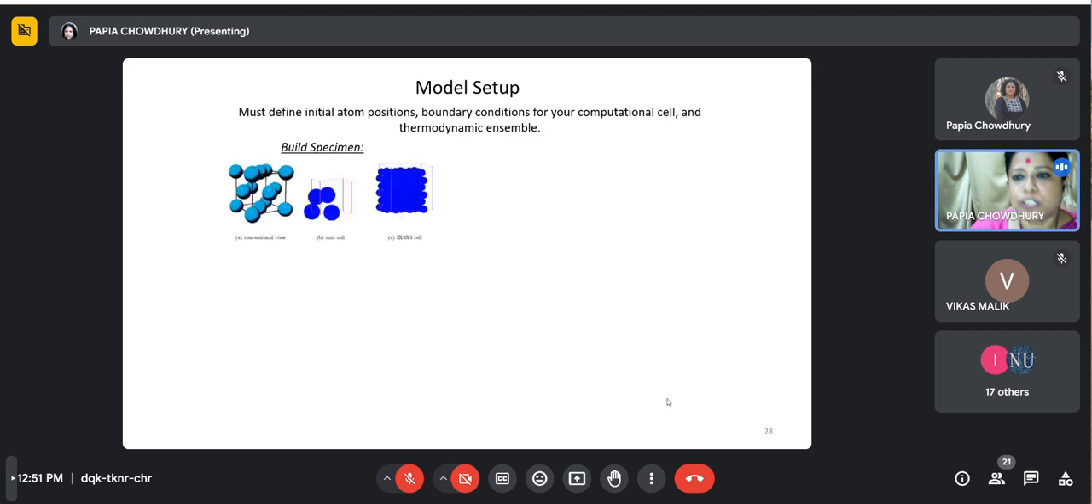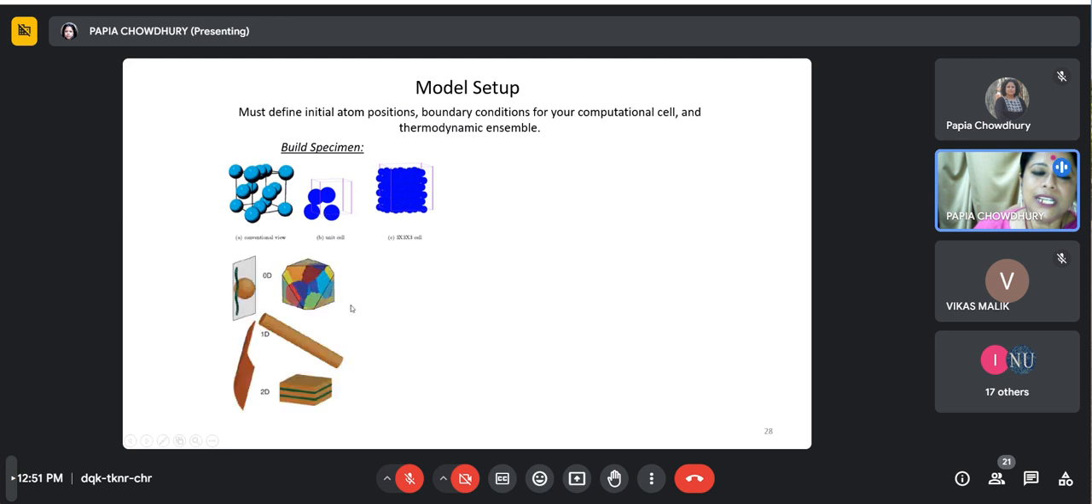Now, how to set up the model, and in what type of system can we apply molecular dynamics? As I told you, you can apply it for atoms, for molecules, from the molecular size towards the size of a galaxy. To build the specimen, you can start your work with the unit cell also. You can start with a smaller dimension of the system: 1D system, 2D system, zero dimensional system also you can apply.